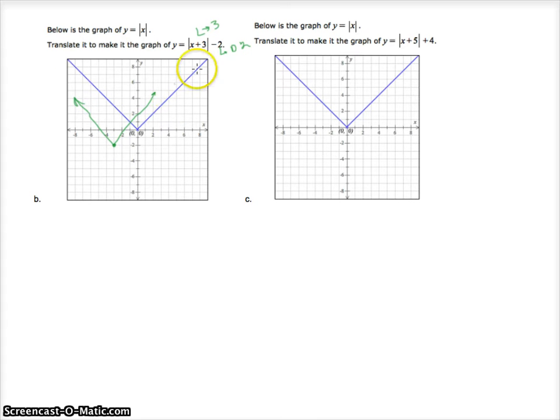Less squiggly, more straight. And in part C, translate the graph to make the graph of the absolute value of x plus 5 plus 4. So my plus 5 means that I'm going to, remember, think opposite of plus. So I'm going to go left 5, and I'm going to go up 4. So when it's in the absolute value, think opposite. When it's outside, go the same direction. So left 5, 1, 2, 3, 4, 5, up 4, 1, 2, 3, 4, and that's my graph.